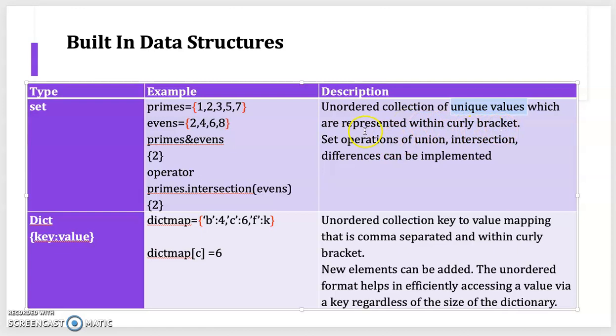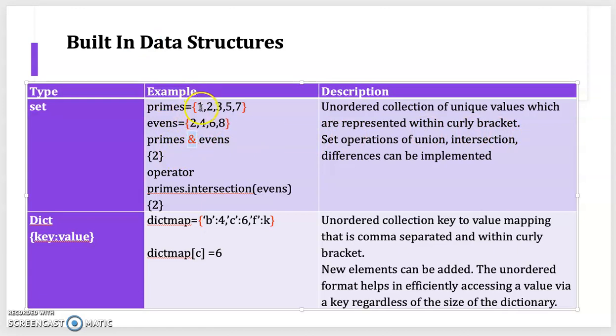Set operations can also work with two different sets, including union, intersection, and difference. Here we have one prime set and another even set. Here you can use the ampersand. The ampersand is an operator we use in Python for sets. This ampersand represents the intersection.